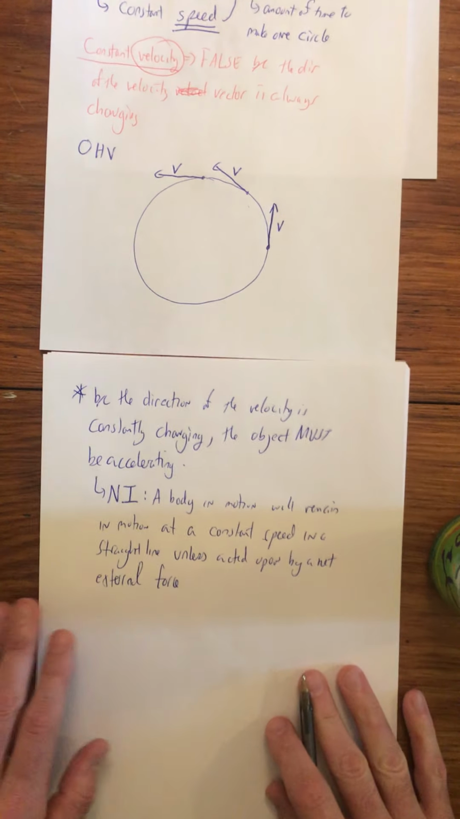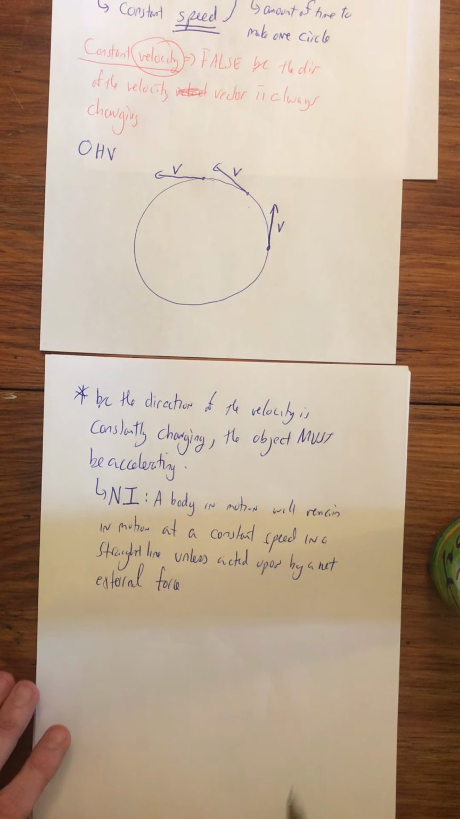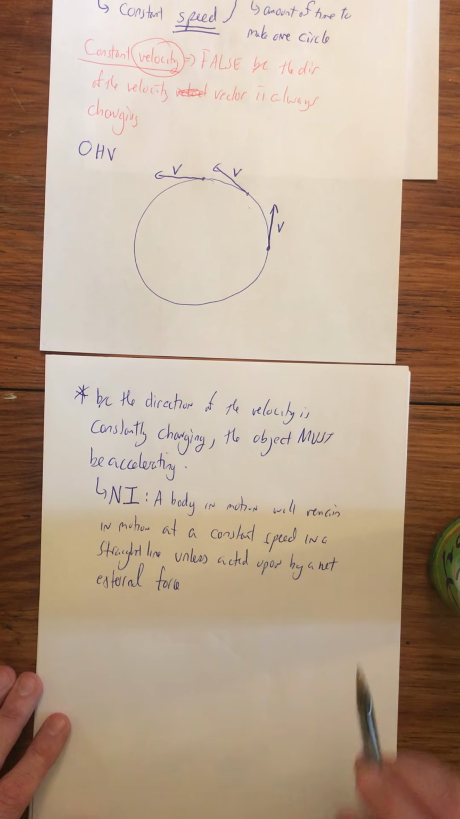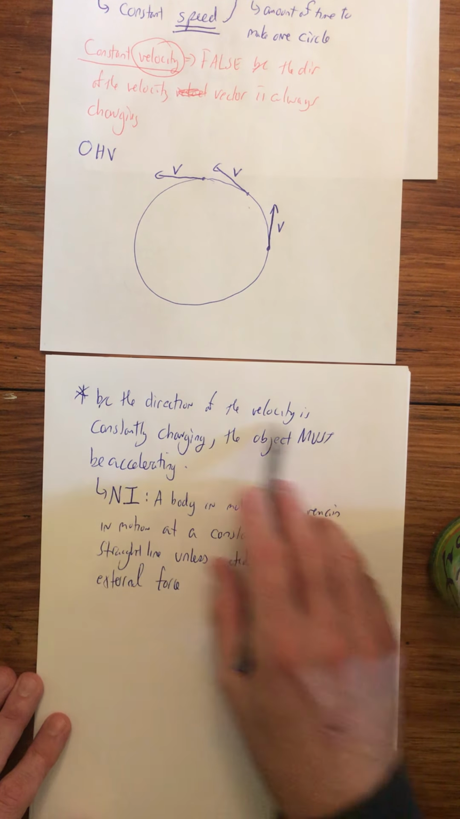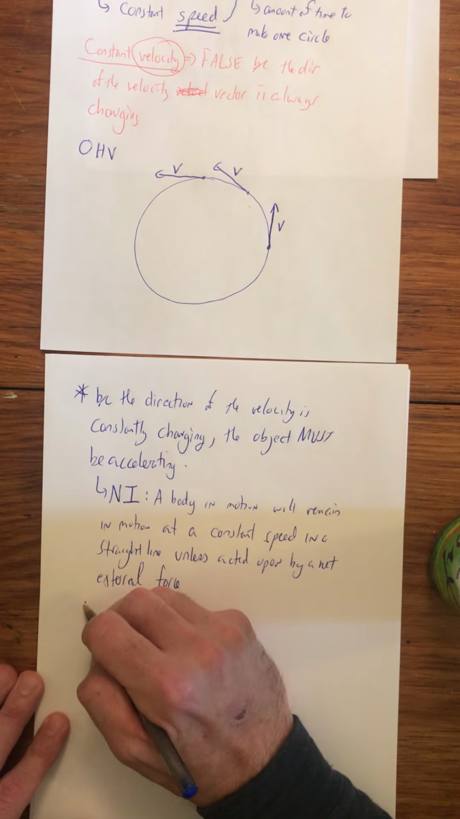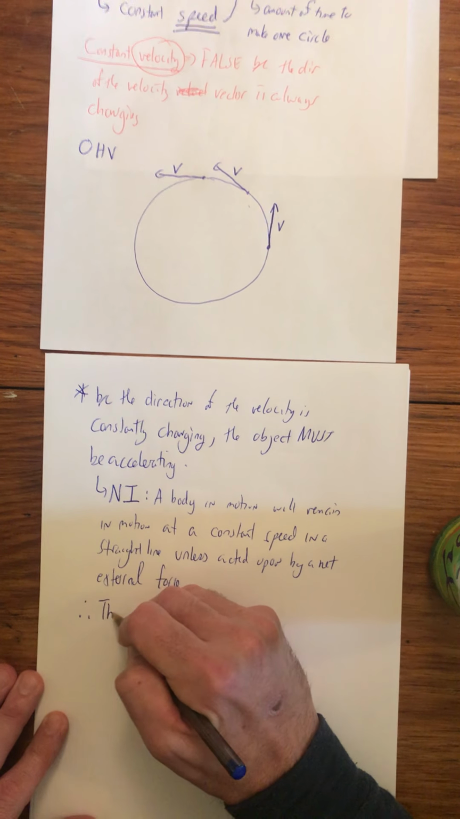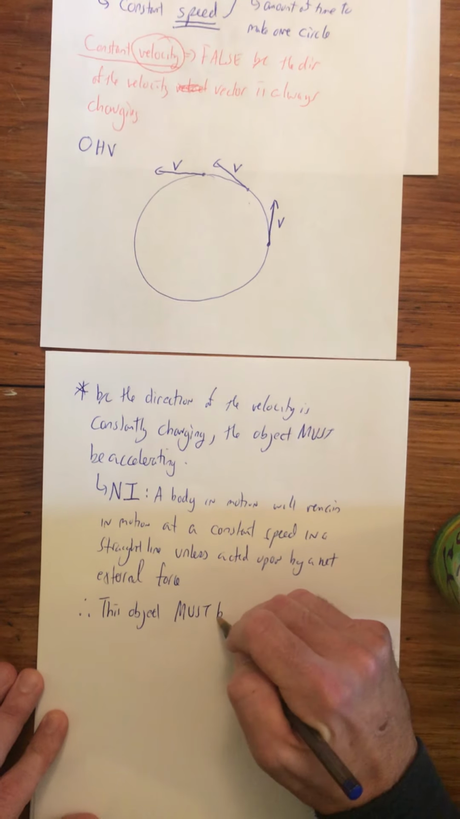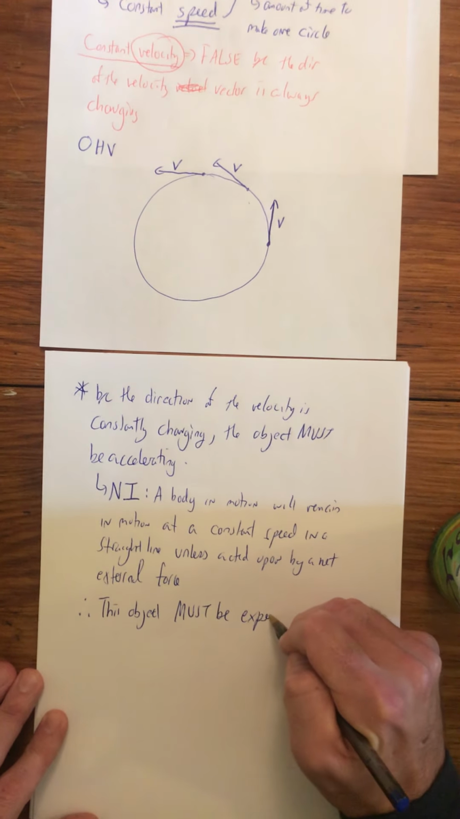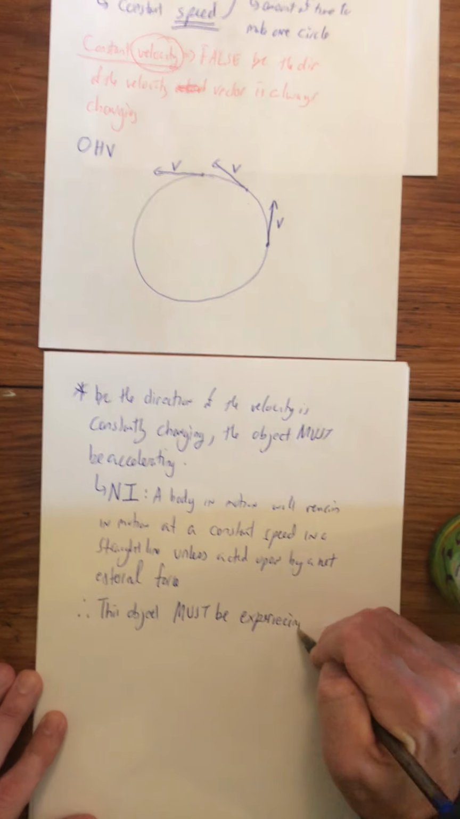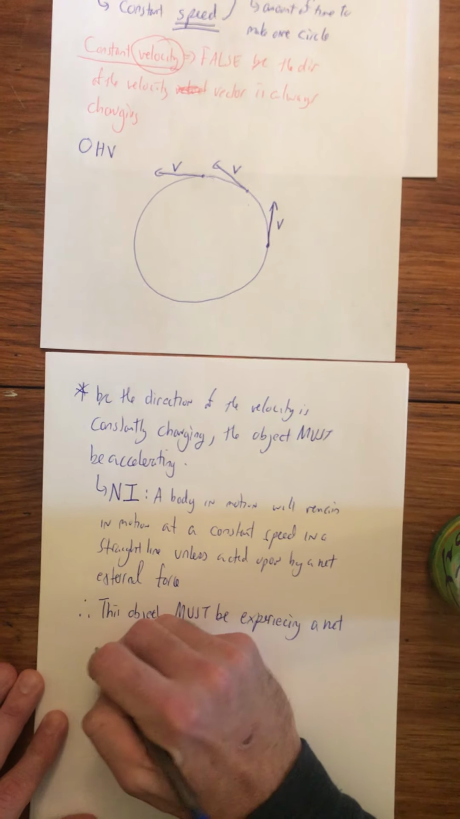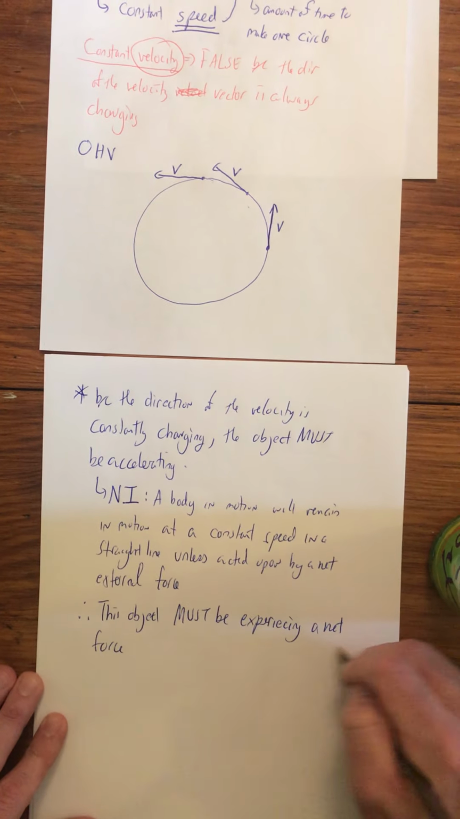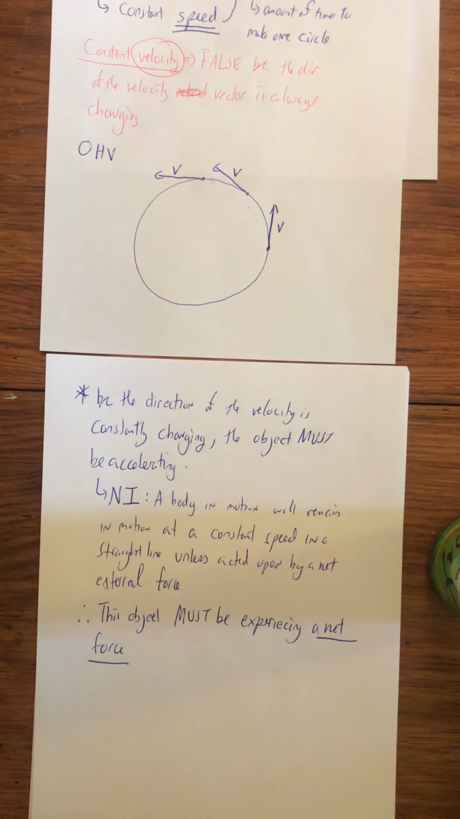So since our object is not going in a straight line, there must be an external net force, which means by Newton's second law, it must be accelerating. So we could also say, therefore, this object must be experiencing a net force. And this net force, very specifically, is one that is causing it to change its direction.